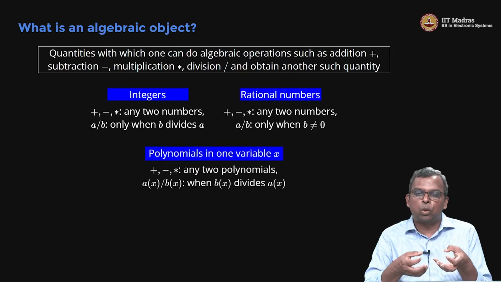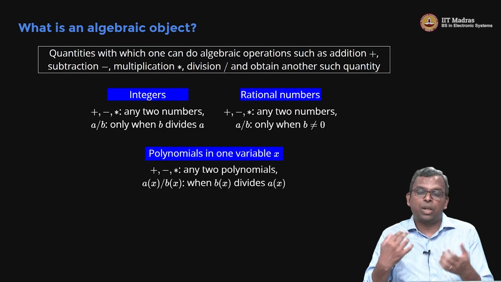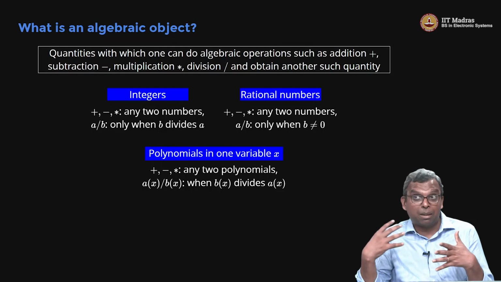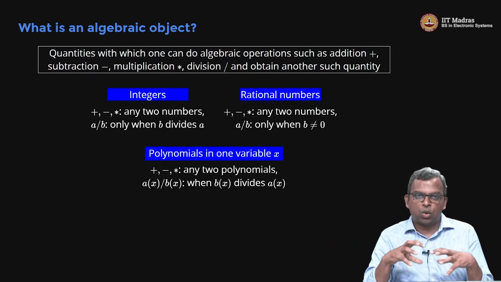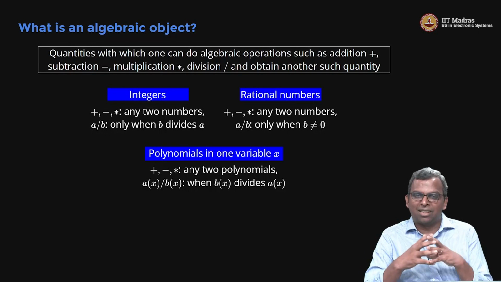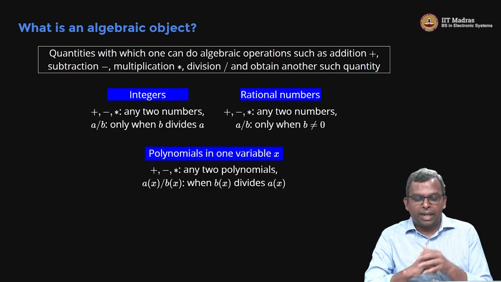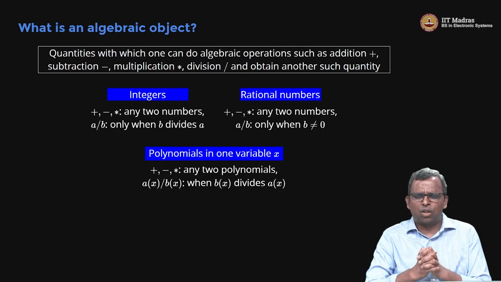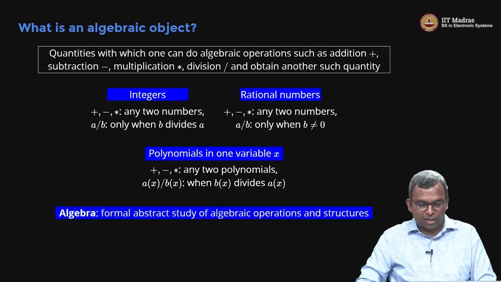There are also slightly more strange algebraic objects. You have polynomials in one variable, where again you can add, subtract, and multiply quite easily. But division to get another polynomial happens only when some factor rule is true, right? So when b of x already is a factor of a of x, you can divide and get something. So there's division and all of that. I'm not going to go into details here. I'm just saying how the philosophy of these operations work.